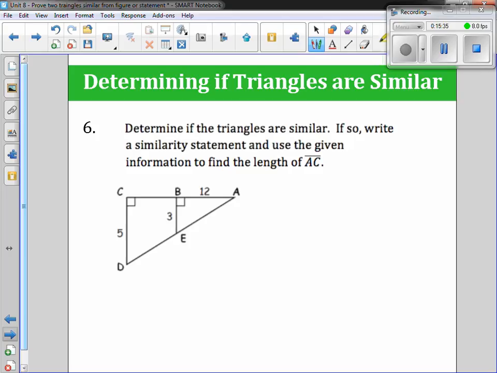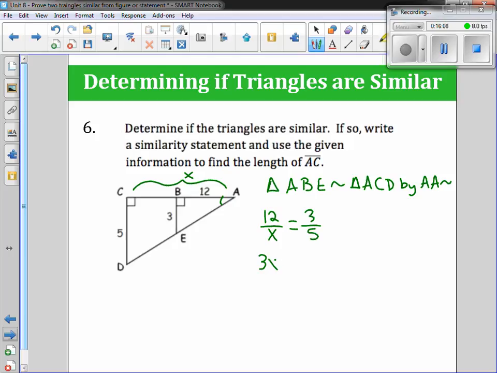First, we need to determine if these triangles are similar. Because we know that A is reflexive on itself and I have angle C is congruent to angle B, I can say that triangle ABE is similar to triangle ACD by angle similarity, and therefore I can find the length of AC by setting up a proportion of 12 compared to x is equal to 3 compared to 5. 3x is equal to 60, and therefore x is equal to 20. And since AC is x, we know that AC is 20.